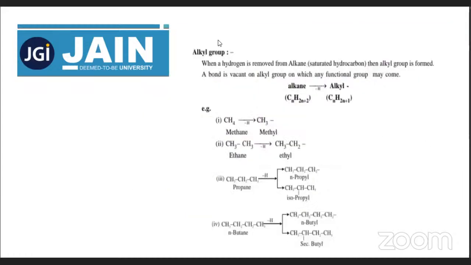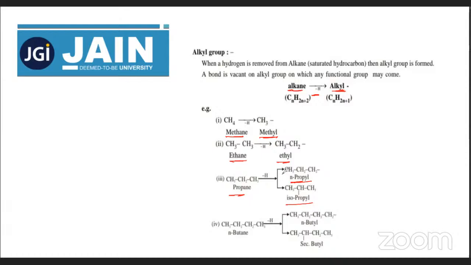Okay, now let's come to the alkyl group. Alkyl group is easy. From an alkane, if you take out one H, it becomes an alkyl. CnH2n+2 was the alkane, and when one hydrogen is taken out, it will be CnH2n+1. So from methane, if you take out one H, it is methyl. From ethane, you take out one H, it is ethyl. From propane, I have 2 options: n-propyl and isopropyl. If I take out one H, I can have these 2 arrangements. This is basically drawing isomers.